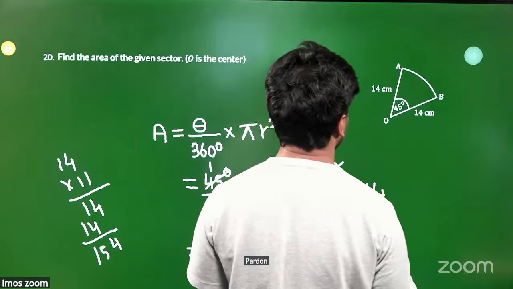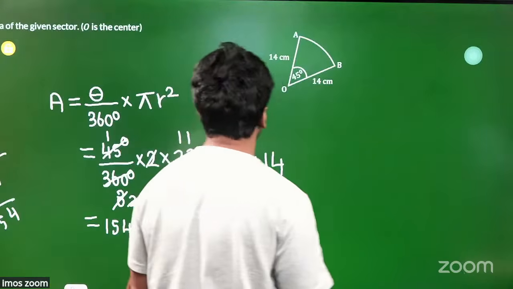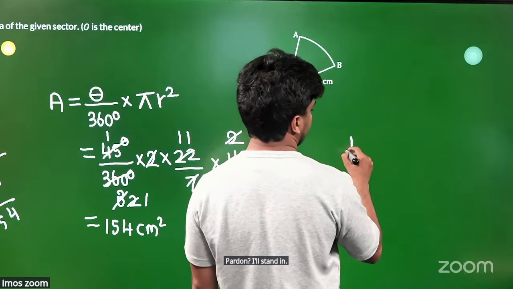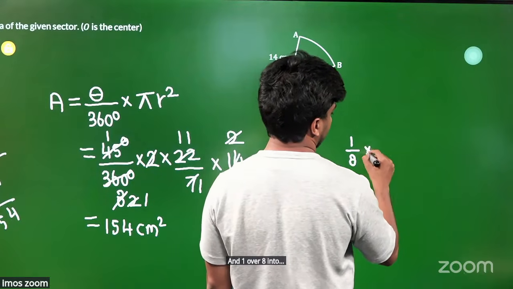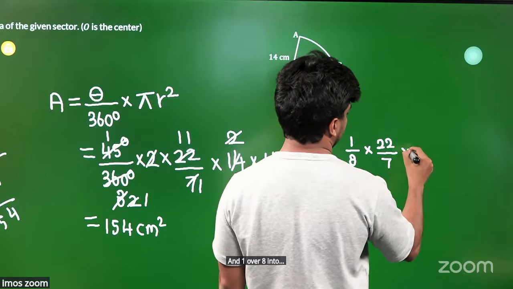Alright. Understand then? And 1 over 8 into pi r square.